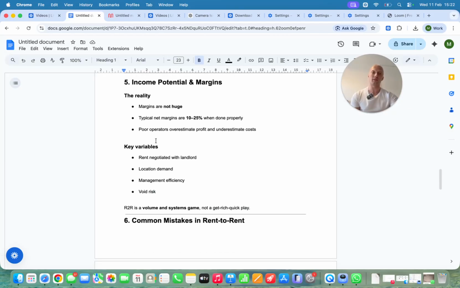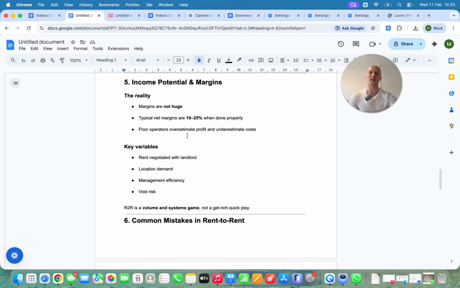Income potential and margins. Margins aren't huge. Some properties you may earn upwards of £2,000, all right? But a typical, realistic margin, and I don't think enough people say this, is you're looking at about 10 to 25%, okay? So some properties you may only earn £500 to £1,000, similar to a buy-to-let, but remember, we don't own these properties. It would be a very different story if we owned these properties, but we don't own them. So we are making a 10 to 25% markup on a property we don't even own. If you can times that by 10, now you're making £5,000, £10,000 per month, all right?